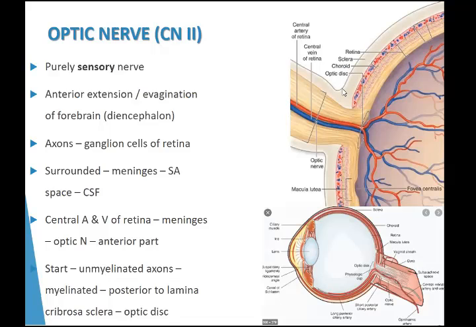So the area where the axons of the retina ganglion cells pierce the sclera, वहाँ पे sclera छलनी हो जाता है, सुराख ही सुराख. That is why it is called lamina.